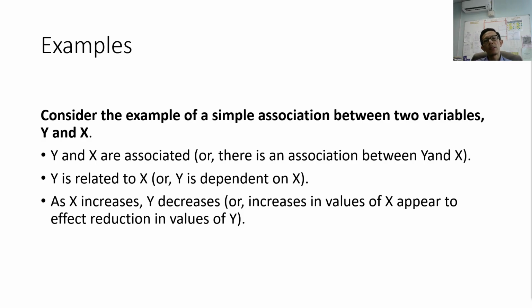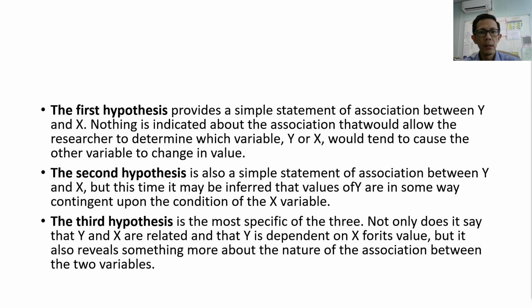So, for example, consider the example of a simple association between two variables, y and x. So you have y, you have x, and y and x are associated. Okay, there is an association between y and x. Y is related to x, or y is dependent on x. So as x increases, y decreases, or increases in the value of x appear to affect reductions in the values of y.